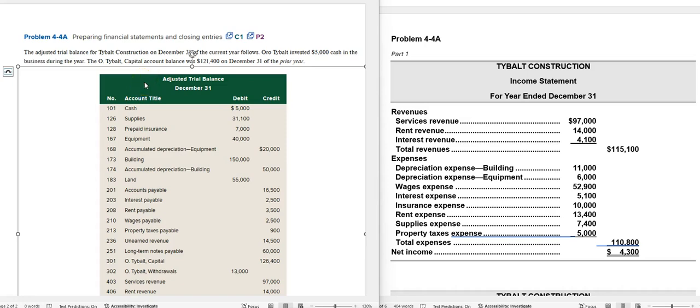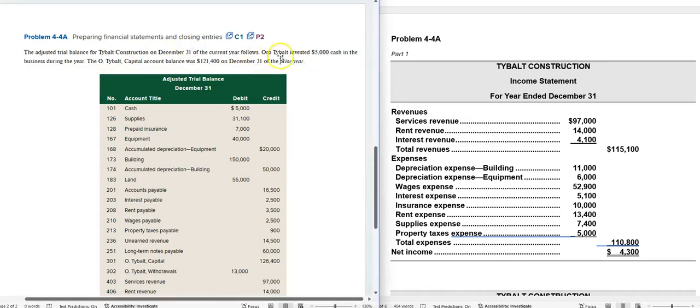All right, let's do another problem very similar, but this one's going to have us preparing the financial statements. Okay, so we're working with Thibault, however they want to pronounce it, Construction, on December 31st of the current year. The owner has invested $5,000 cash in the business during the year, and the owner's capital account balance was $121,400 on December 31st of the prior year. Okay, so end of last year, the owner's capital balance was $121,400.